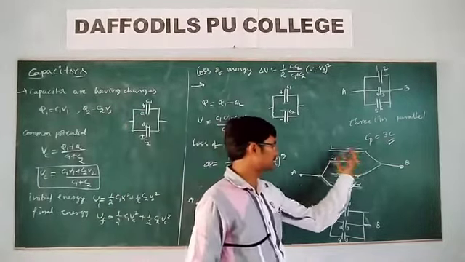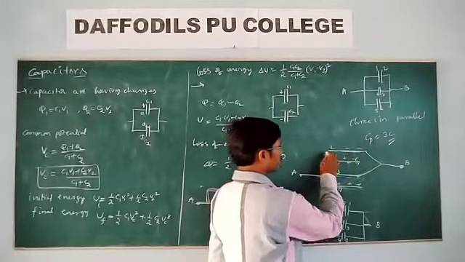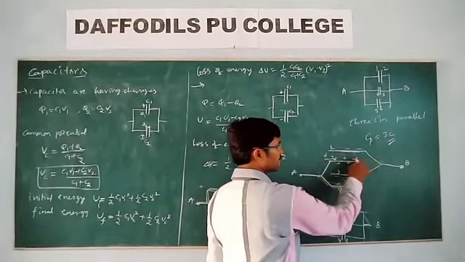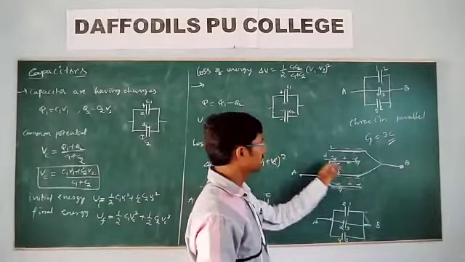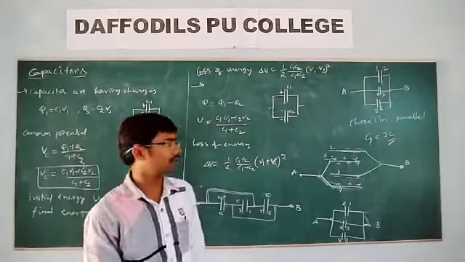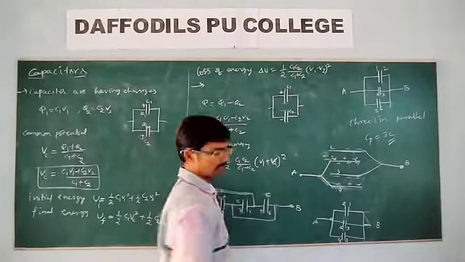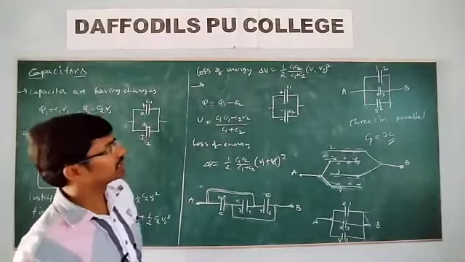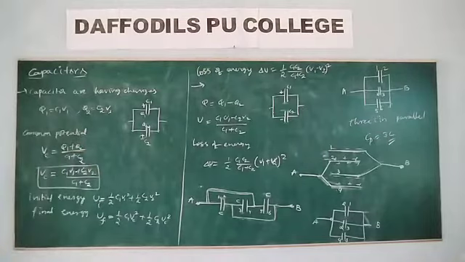That means what is the spacing? We need to take the spacing. What is the area? The area is the same for everything. Then d by 3, d by 3, d by 3. Like that we can find the equivalent capacitance for the combinations when we have different arrangements of the dielectric plates of the capacitor.